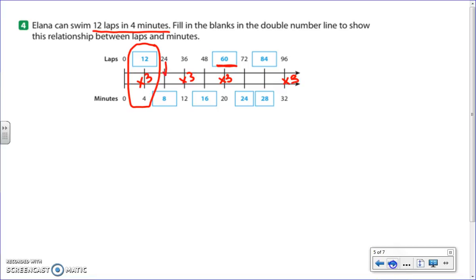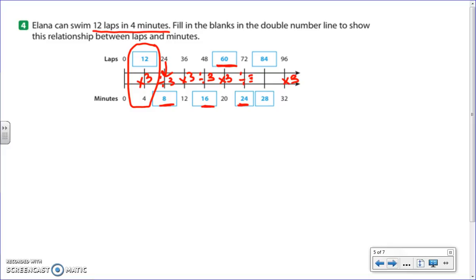If I wanted to go the other direction, this way, I would divide by 3. So 24 divided by 3 would be 8. 48 divided by 3 would be 16. 72 divided by 3 would be 24, and 84 divided by 3 would be 28. Now, I think that you're going to have a harder time on this last one. I don't think you're going to be able to divide by 3 using the unit rate.